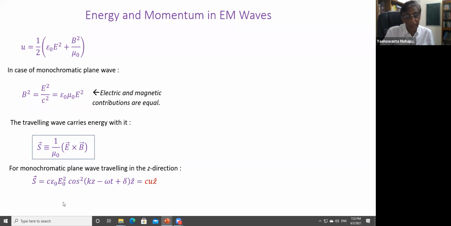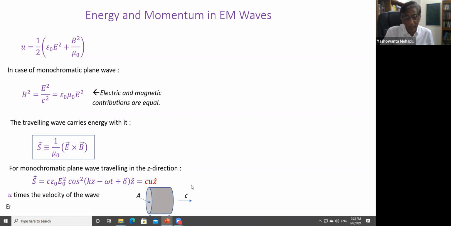It is a cos square term. So this is U times the velocity of the wave. Is that justified? You can see it: suppose there is an area A, and the wave is traveling in the c direction. What is the length of this? This is c delta t.